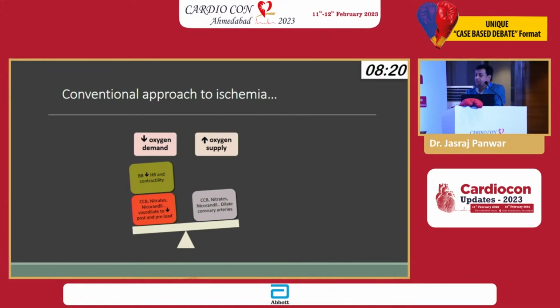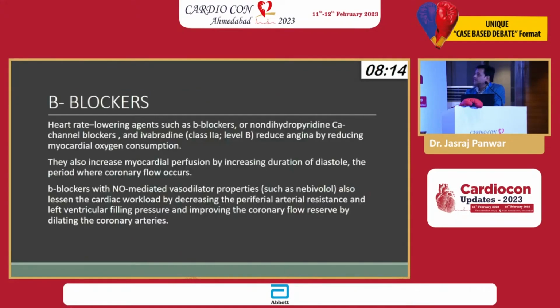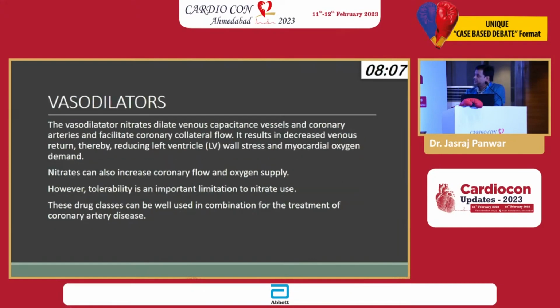At the same time, we can increase the oxygen supply, as nitrates are recommended to dilate the coronary arteries and increase the oxygen supply. Beta blockers, as we all know, decrease the heart rate and can increase angina by increasing the microvascular resistance. In the same way, vasodilators dilate the venous system and the coronary arteries, resulting in decreased venous return, thereby reducing the LVEDP, and nitric oxide can also increase the coronary flow.